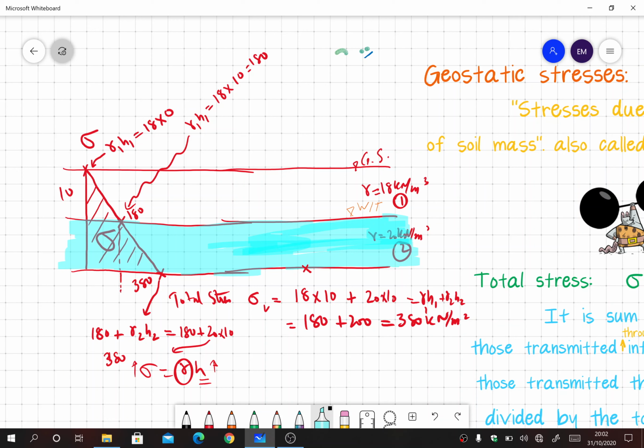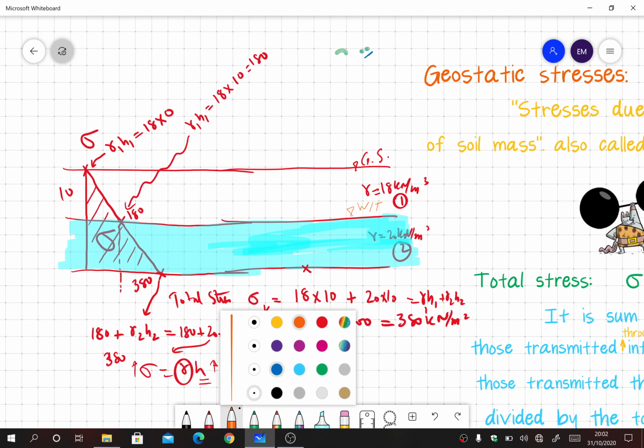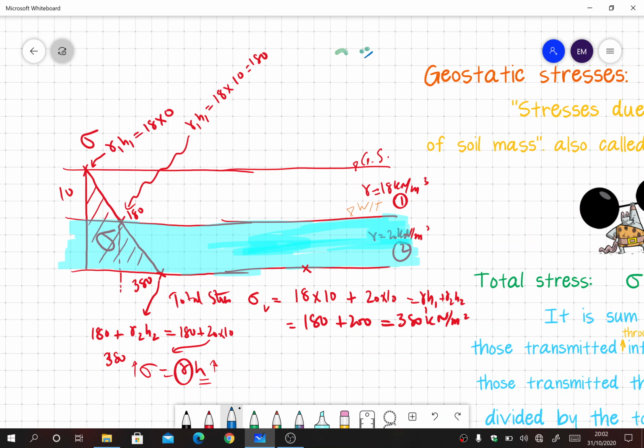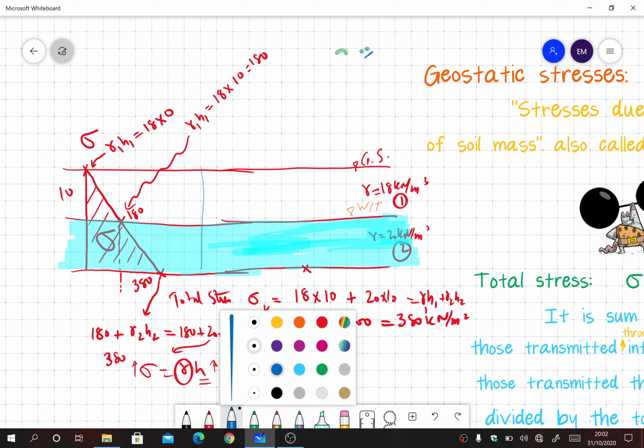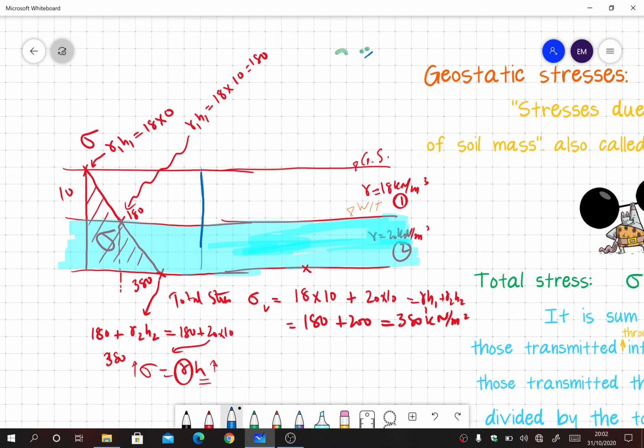So now we will calculate the pore water pressure for this figure here. So I'll draw a diagram here. I'll draw a straight line. Let me thicken this up. So this line here is for u, that is pore water pressure. And the formula for pore water pressure is gamma w into h.